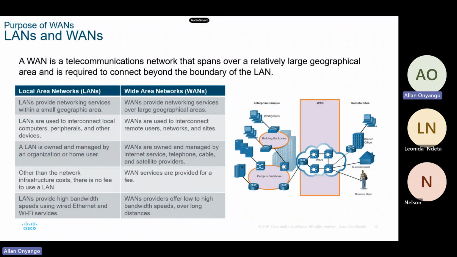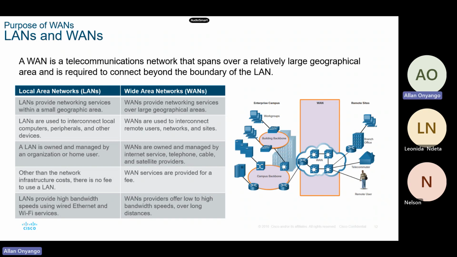So to start us off, looking at the contrast between LANs and WANs, basically a wide area network is a telecommunications network which covers a very large geographical area, and it goes beyond the boundary of the LANs. Now checking at the table displayed here, LANs provide network services within a very small geographical area, while WANs provide network services over very large geographical areas. LANs, on the other hand, are used to interconnect end devices, while WANs are used to interconnect remote users, local area networks, and remote sites as well.